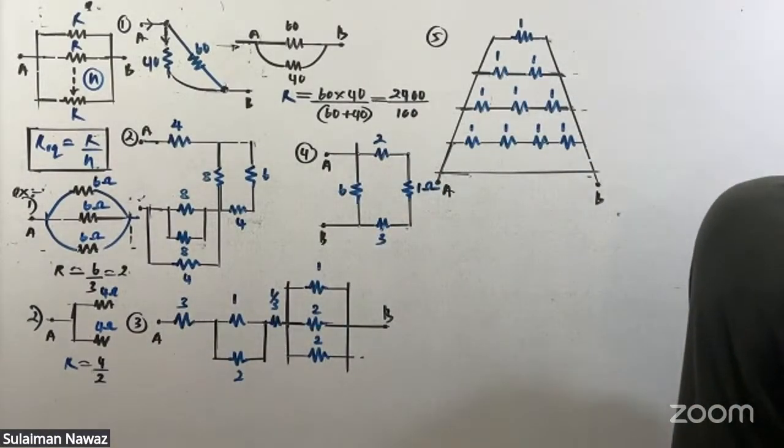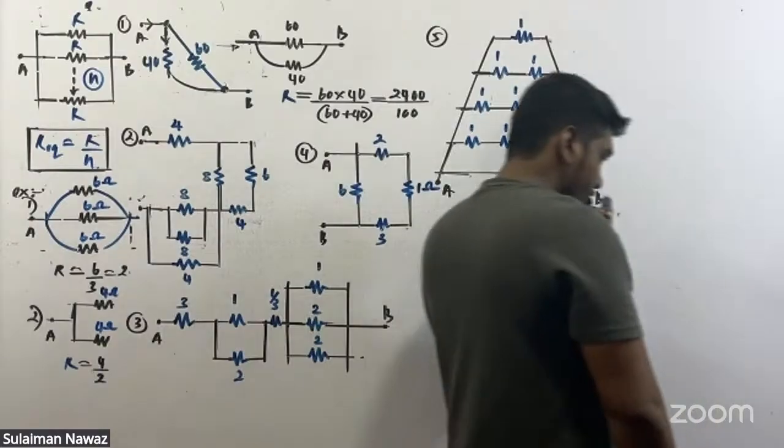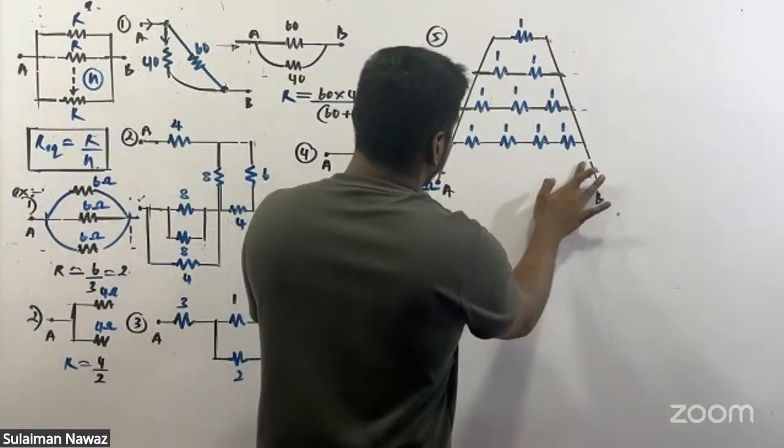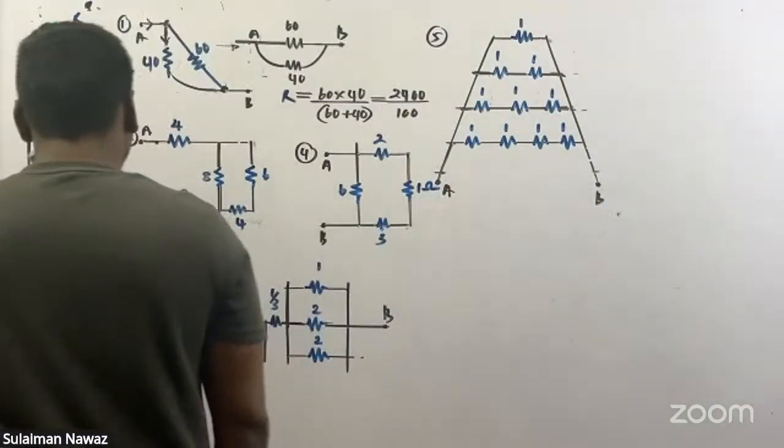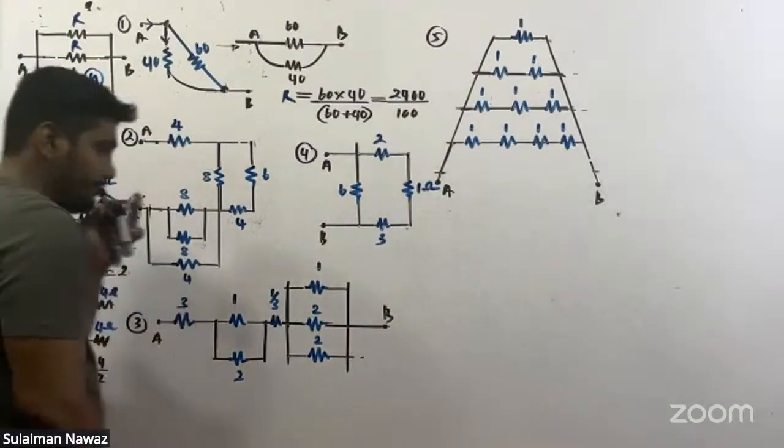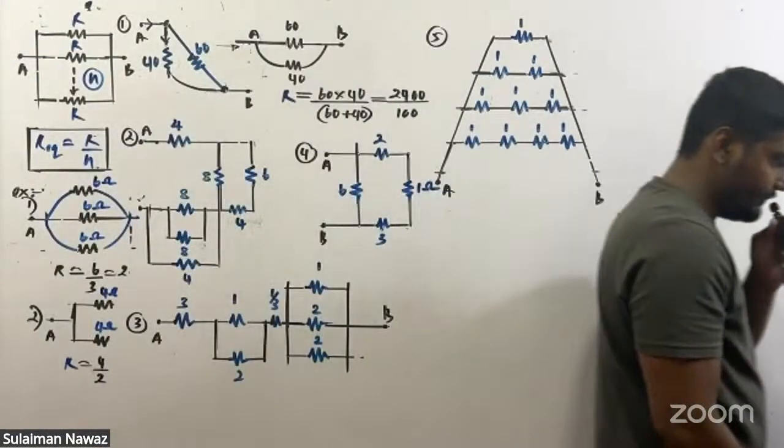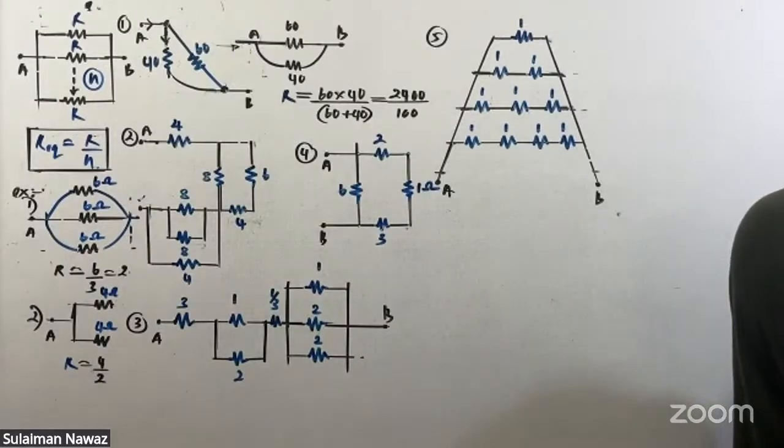Find the answers. How many of you finished? Second one, hands up. Second finished, hands up. Second finished, hands up. Number 2 finished, hands up.